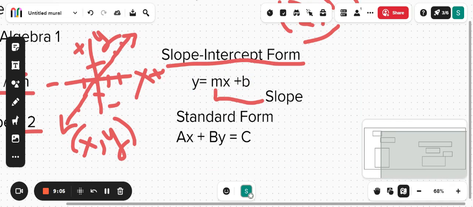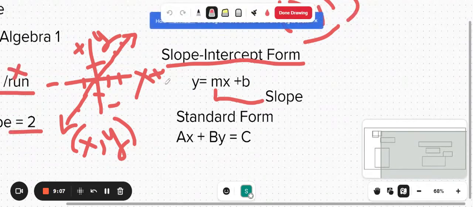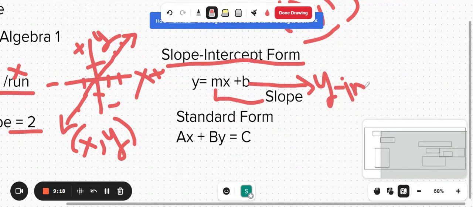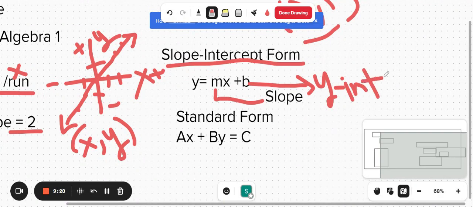This y value, this b value is your y-intercept. Now you may be wondering what that means. If I say y-intercept, that means that the x value at that point is 0. And same goes for the x-intercept, because there is an x-intercept. If I say x-intercept, that means that the y value there is 0. So that's essentially the difference between it.